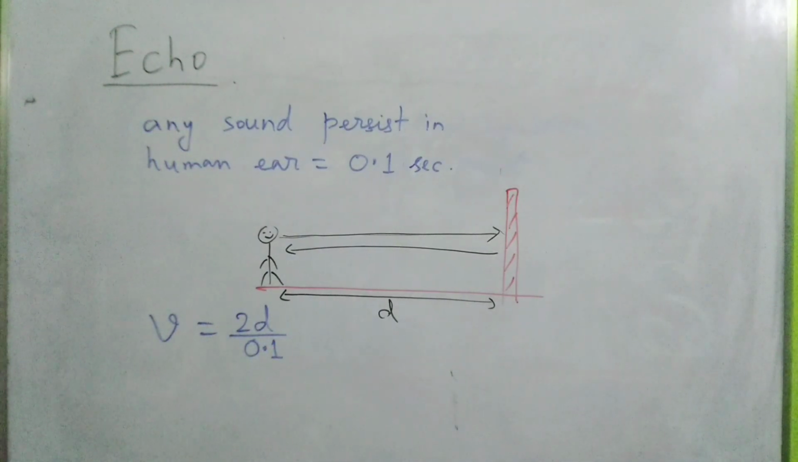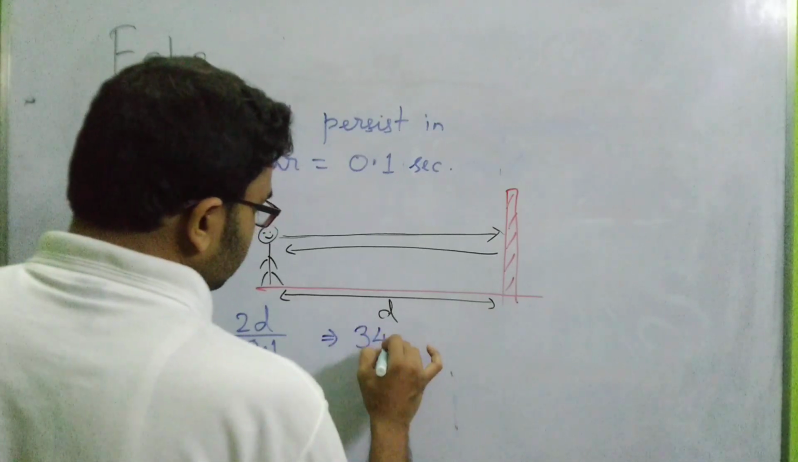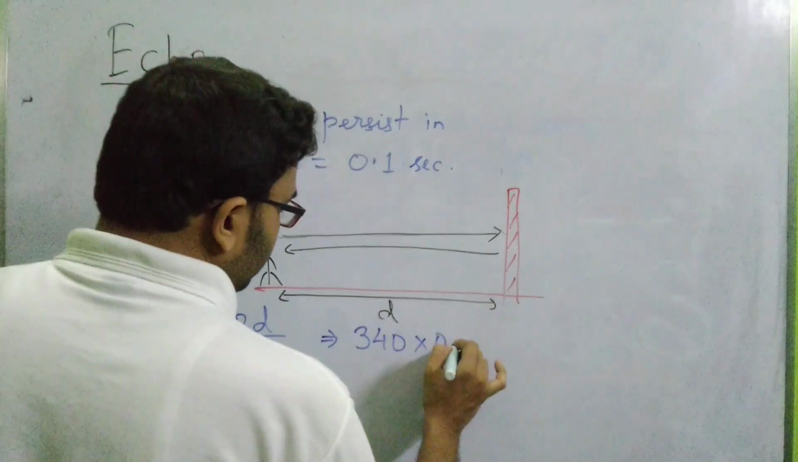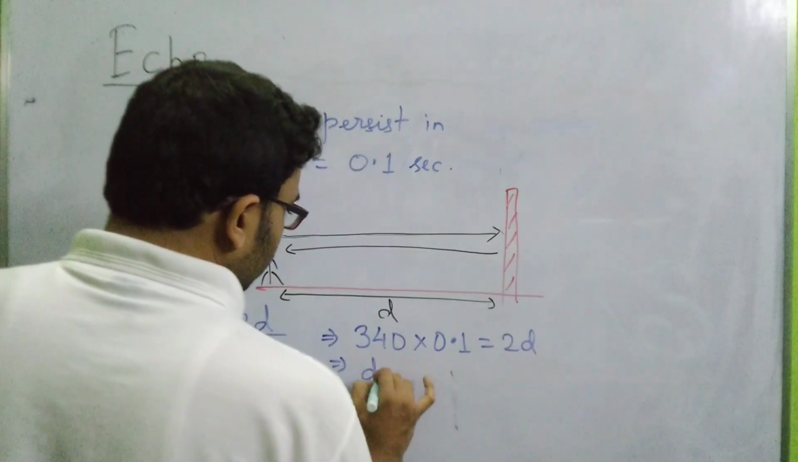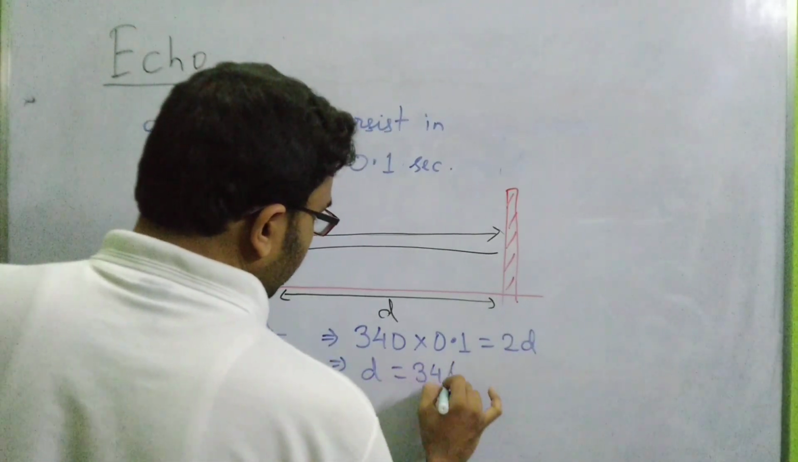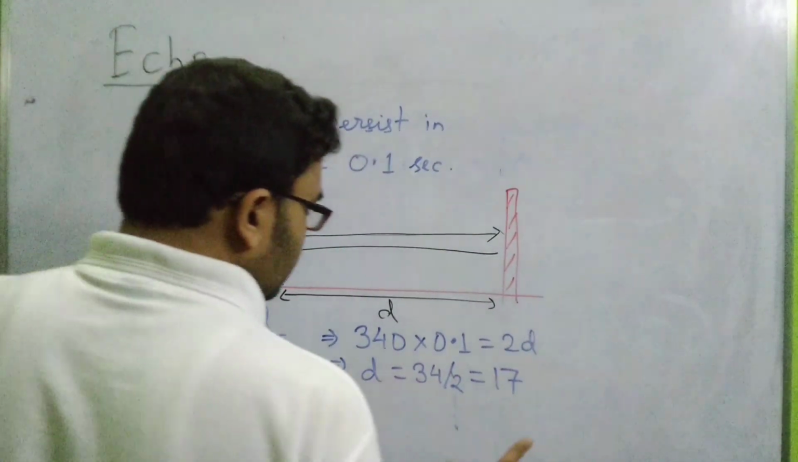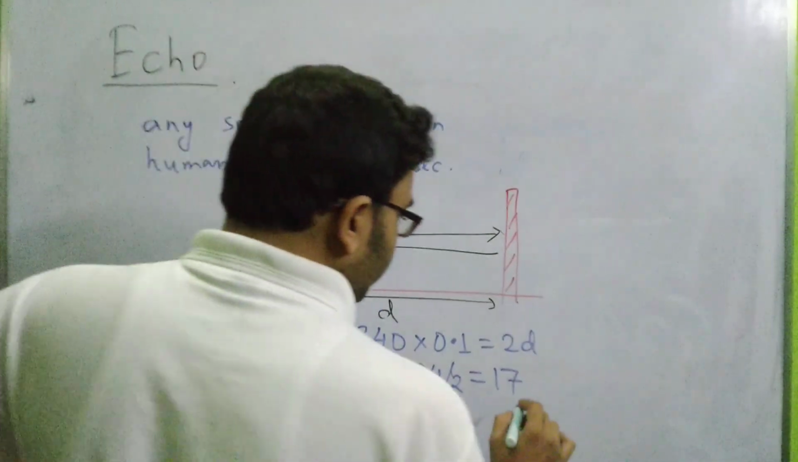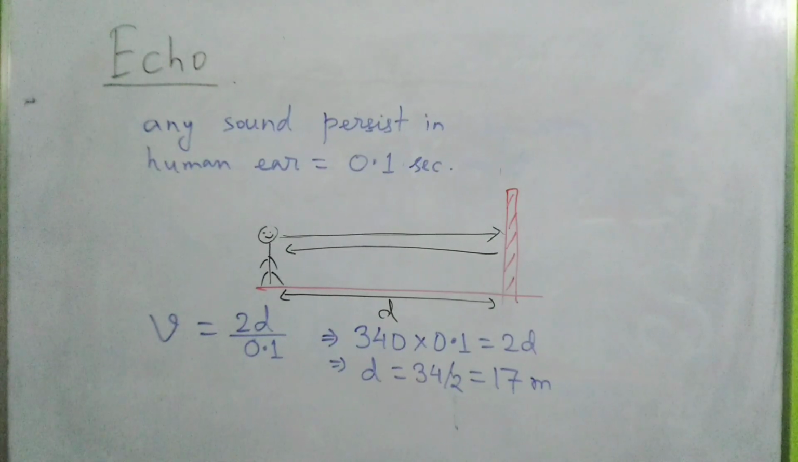So if I consider that the sound is traveling through air, what is the speed of sound in air? It is about 340 meter per second. So considering that 340 meter per second as the speed, we can say that 340 into 0.1 is equal to 2d. Then what will be the value of d? Then d will be equal to 34 by 2, that is equal to 17. Now if you consider that the speed is meter per second, then the distance will come out in meters. So about 16 or 17 meters is required.